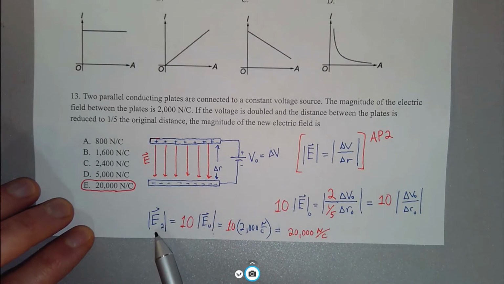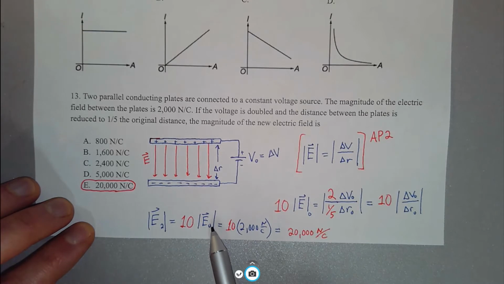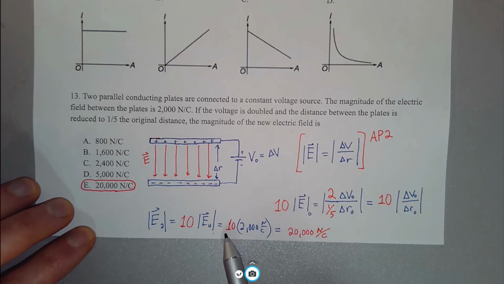So the new electric field strength, call that E2, is equal to 10 times what the original electric field strength was. The original electric field strength was 2,000 newtons per coulomb. So multiply that by 10 and we get a new electric field strength of 20,000 newtons per coulomb. So our answer is going to be E.